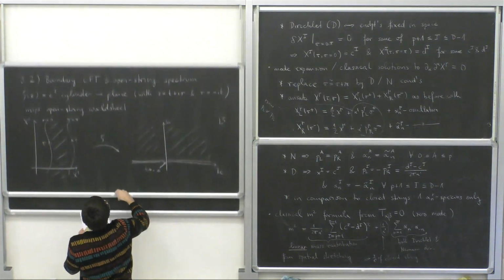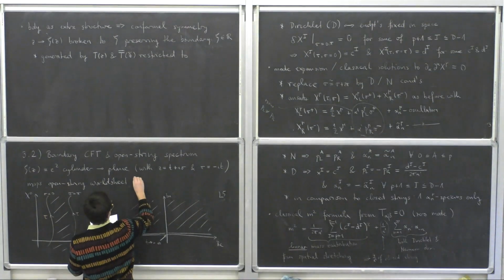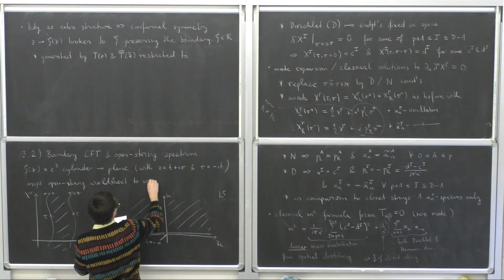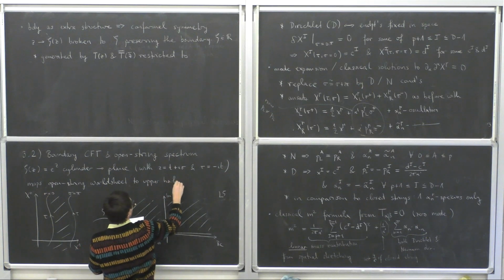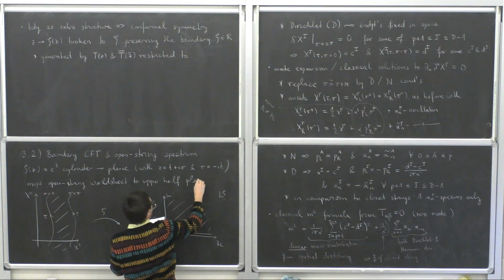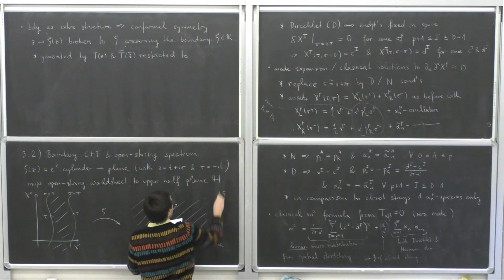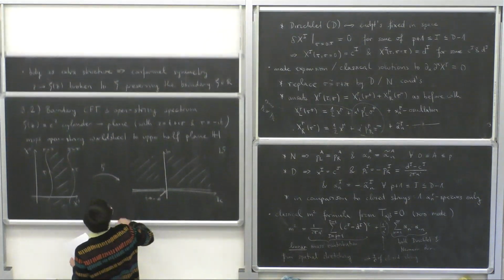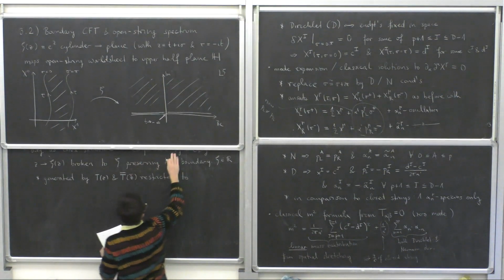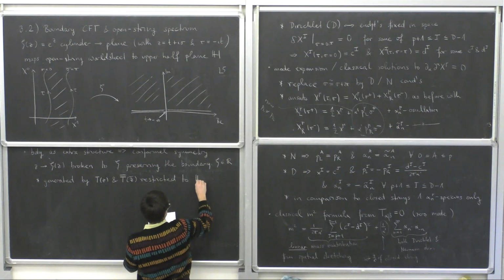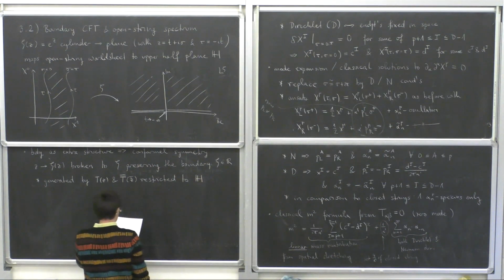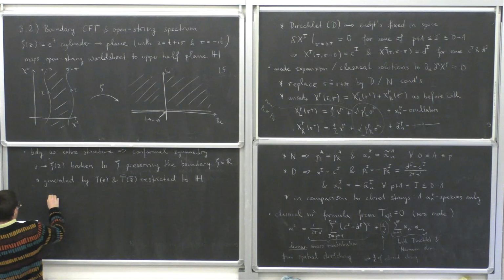I should introduce the symbol for the upper half plane. I will write H, or this fancy H, for the upper half plane. And this is where both T and T bar need to be restricted to. And this is not all.